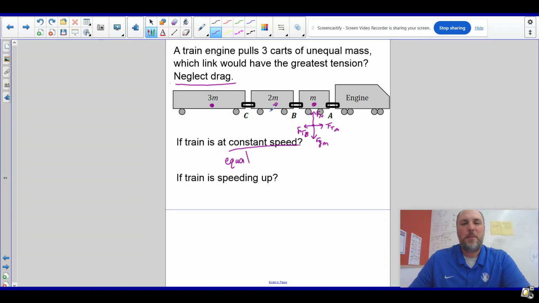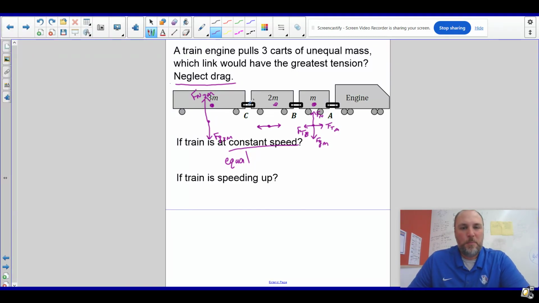And then the same thing would happen for the 2m. I would need the tension in B to equal the tension in C. So I'm convinced at this point that the tensions need to be equal. But when I go to do the free body diagram of the 3m, things get a little bit more interesting. That's Fg of 3m, and that's then the normal force on 3m, and my vertical forces are in equilibrium. They're canceling out because they're equal in magnitude.